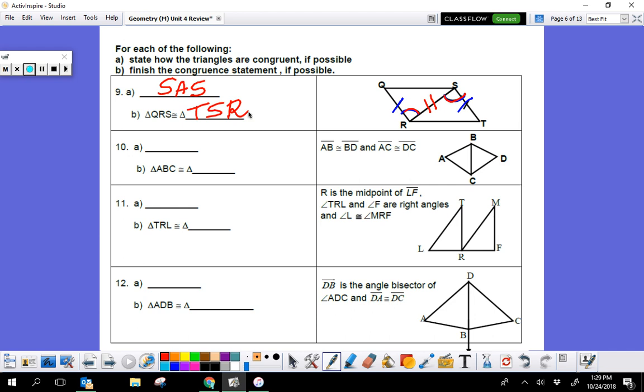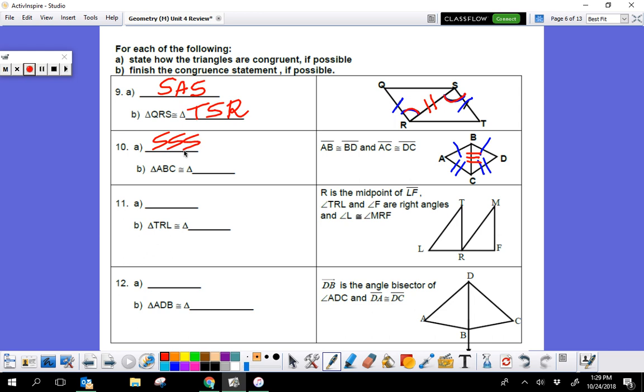Okay, number 10. It says AB is congruent to BD, so I'm going to show that on here. And AC is congruent to DC. So we really need one more thing to prove these are congruent. And again, these share the line in the middle. So I've got 3 sides on both. So I can prove these are congruent by side, side, side.